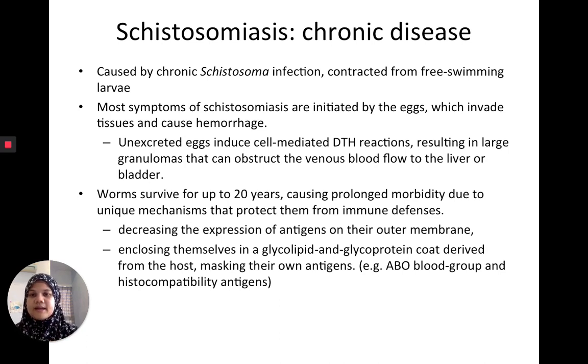And how do they do that? A few things. They decrease the antigens that they express on their outer membrane. They also cover themselves with glycolipids and glycoproteins from the host. So they use host antigens and surround themselves with them, for example your blood group antigens, the ABO, and histocompatibility antigens. Then they pretend they're part of you, so your immune system won't recognize or attack them.